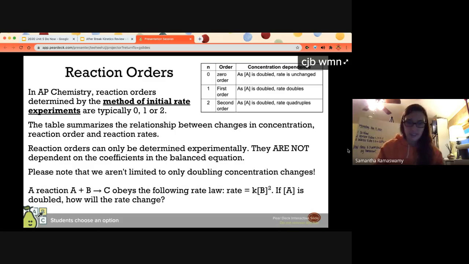All right, so read that carefully. I'm going to read it again. I want you to listen carefully. This reaction, A plus B yields C, so your reactants are A and B, obeys the rate law, rate equals K times the concentration of B squared. If the concentration of A is doubled, how will the rate change? So look at the rate law and look at the reactant that you're changing. So we have about 18 responses so far.